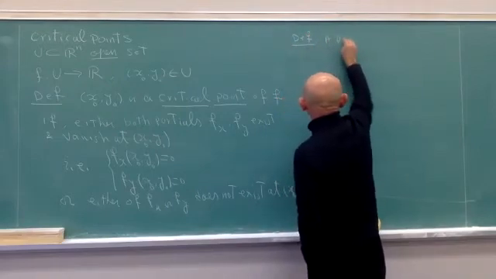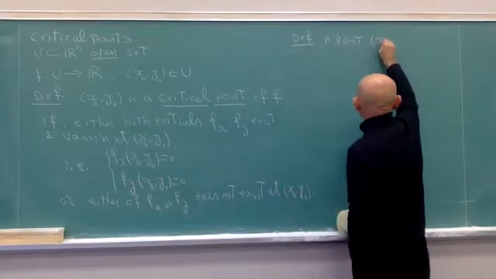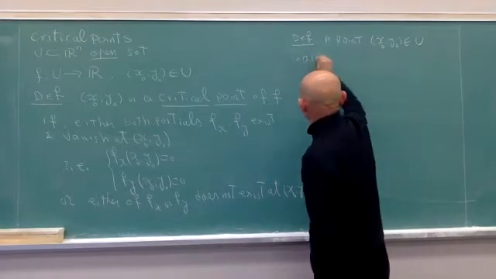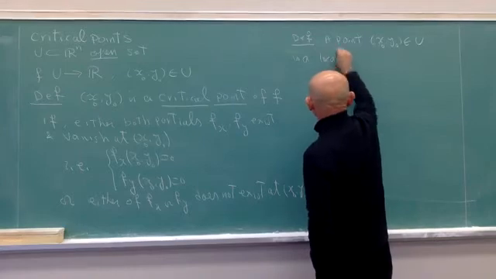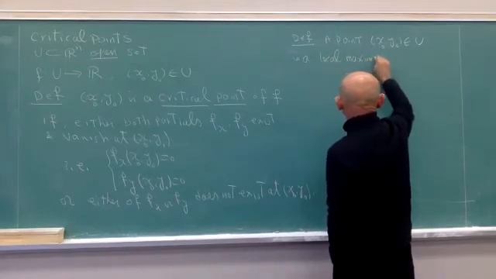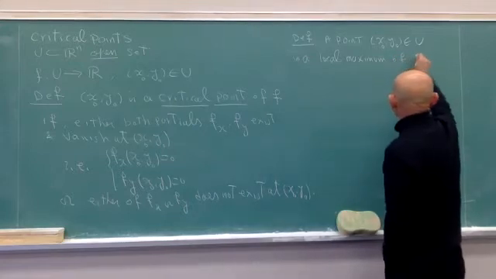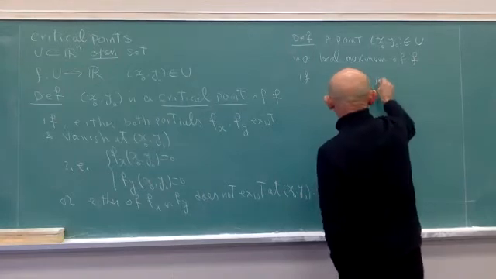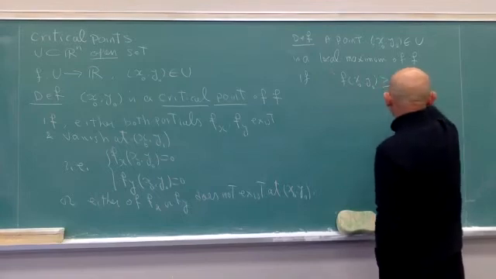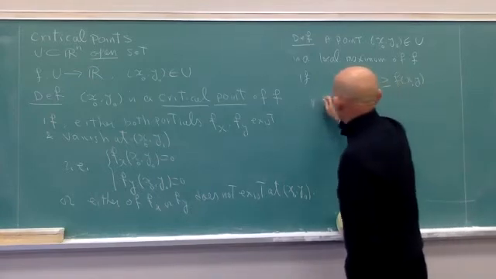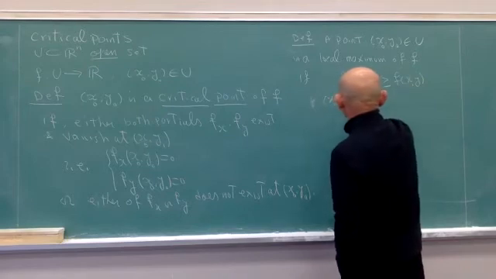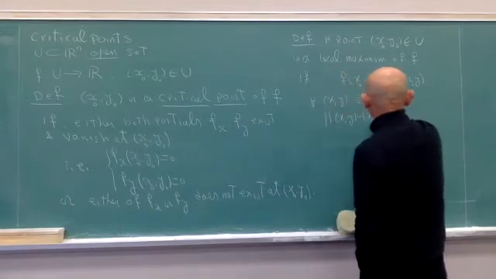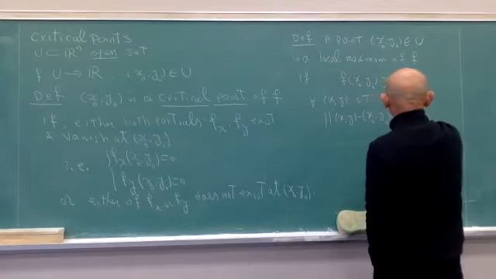A point x0, y0 belonging to U is a local maximum of f if f of x0, y0 is bigger than or equal to f of x and y for all x and y such that the distance between (x, y) and (x0, y0) is less than epsilon, for some epsilon positive.